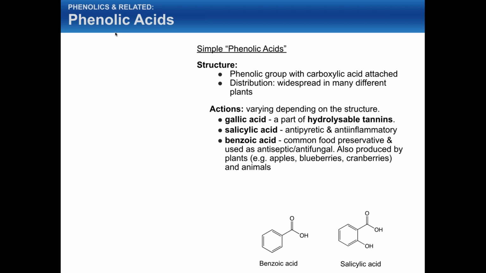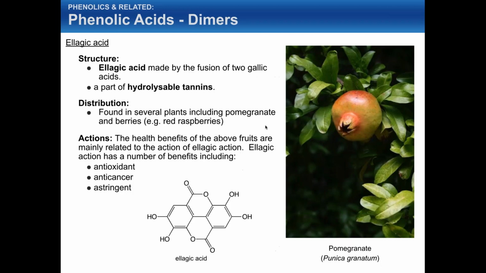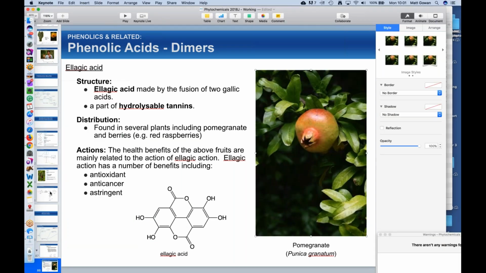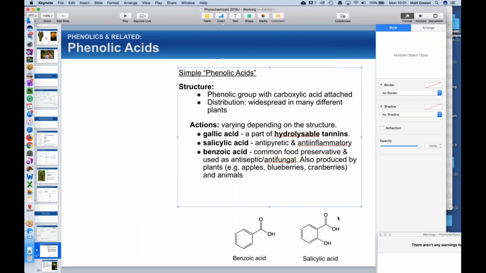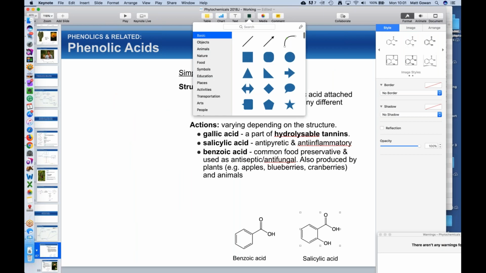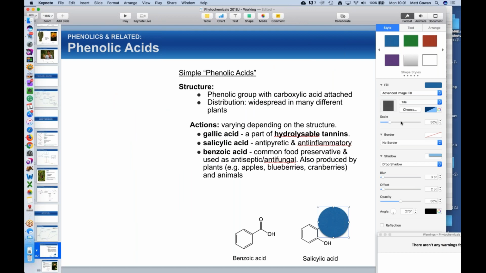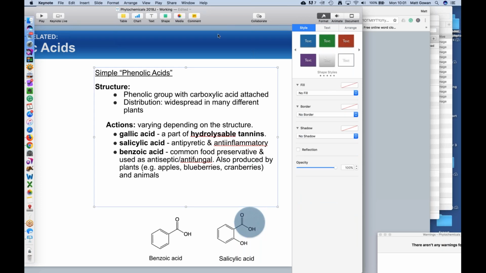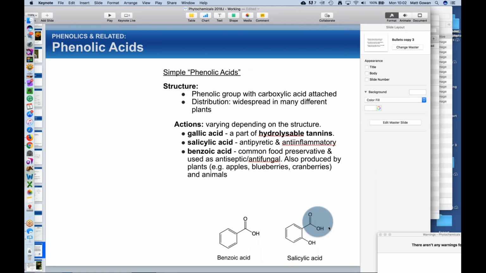So phenolic acids, these are substances where you have a phenolic group with a carboxylic acid attached to it. Okay. So if you look at, for example, salicylic acid, let me just show you. That's your carboxylic acid right here, okay? And this is why it's called a phenolic acid, because you have a carboxylic acid and it's attached to a phenol, okay?